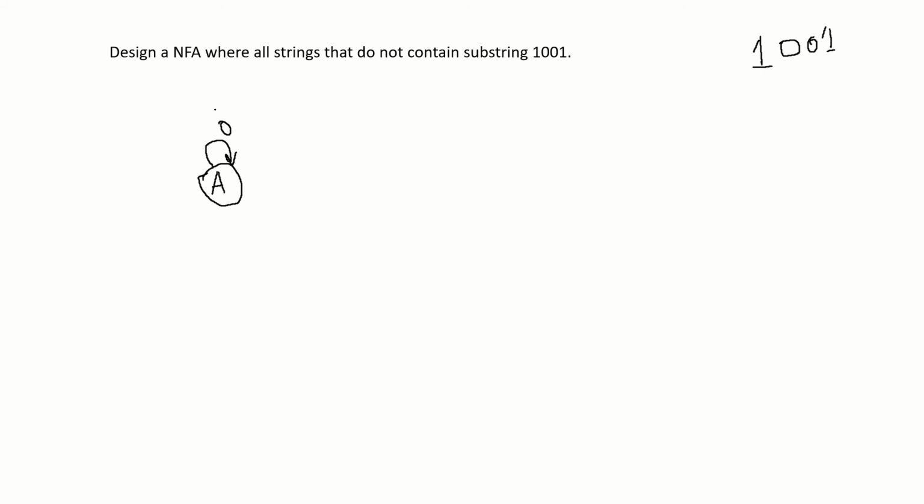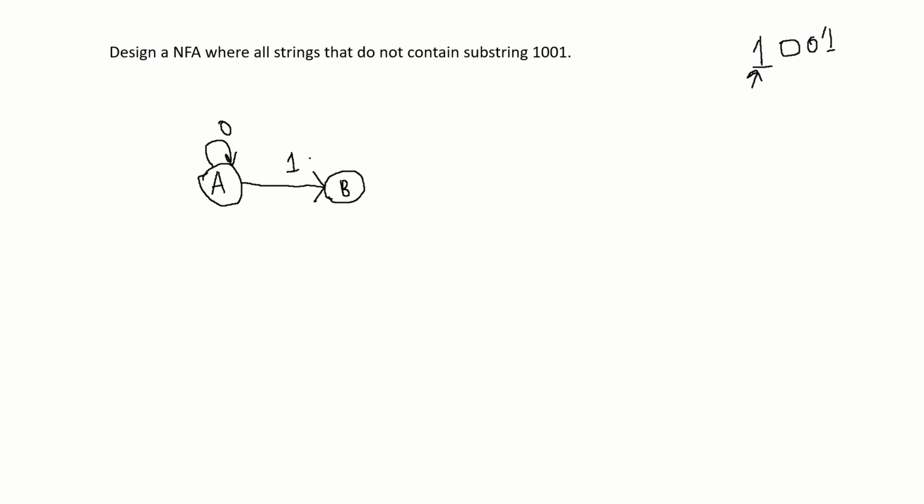But if we get 1 from state A, that 1 can be this first one from the substring, right? So we will go to a new state B, if we get 1 from A.